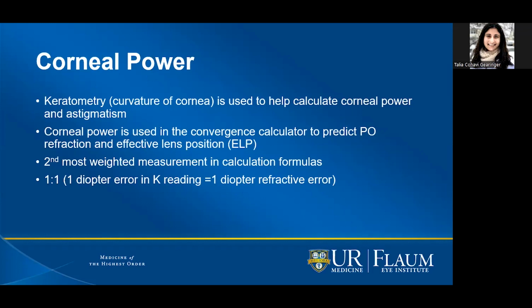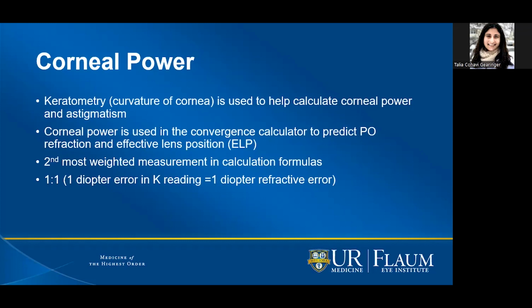So the corneal power is used in the convergence calculators, the formulas that we use to not only predict the postoperative outcome, but also the effective lens position. And that's basically where the lens is sitting inside the eye. All of the manufacturers of these lenses have a manufacturer suggested lens position, and it's a number that they give you that you plug into the formulas, and those can all be specialized by the surgeons as they go. But the corneal power is going to take into consideration where that lens is sitting, what the refractive power of that lens is going to be. So having an accurate corneal power is important.